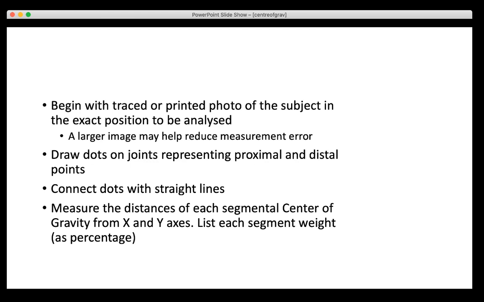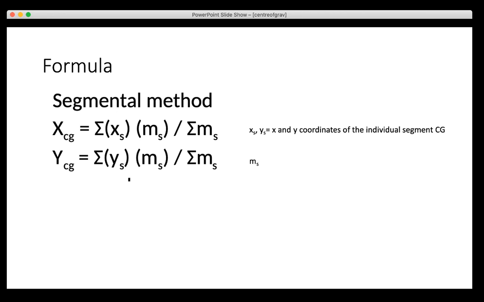You will have the photograph, and then trace it or keep that photograph on the graph, and draw dots on the joints representing proximal and distal points. Just mark the locations of joints so that you can match them with the x and y axis. Connect the dots with straight lines, and in the next slide you will get the formula, the simple graphical method by which you will get two coordinates. We call it the CG, center of gravity coordinates, one for the x axis and one for the y axis.